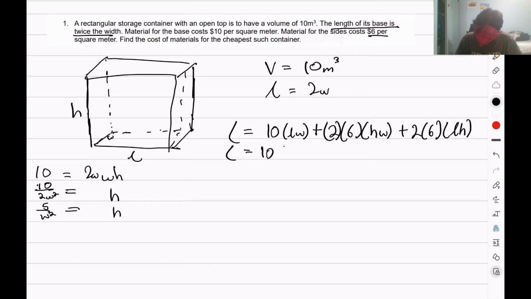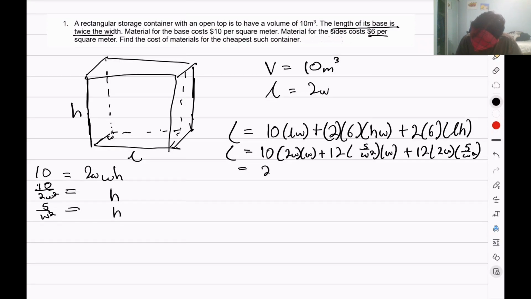So 10 length, we sub in 2 width times width, plus 2 times 6, which is 12, for height, we sub in 5 over width squared times width, plus 12 for length, which is equal to 2 width, and then height is equal to 5 over width squared. We can further simplify this by making this 20 width squared. Width over here and width over here cancel out, so it becomes 60 over width. Plus width here cancels out. 24 times 5 is 120, so 120 over width. This can further be simplified to 180 over width.